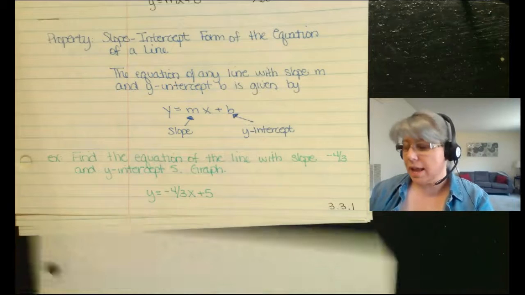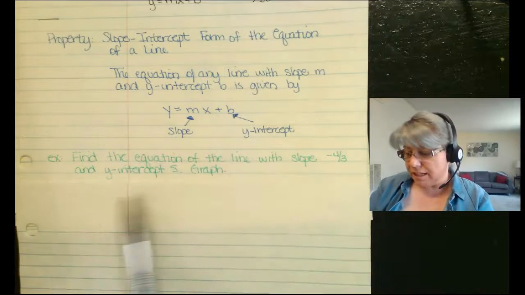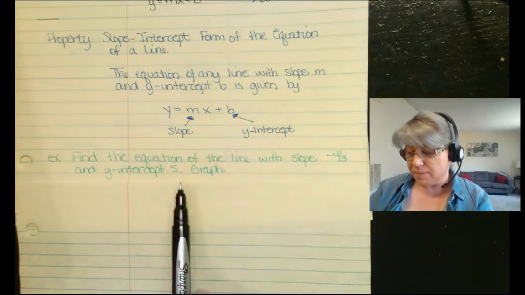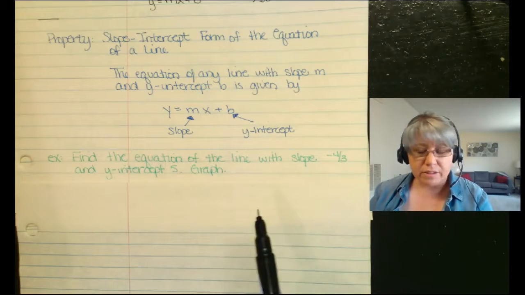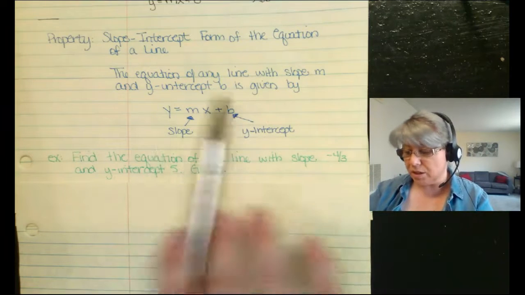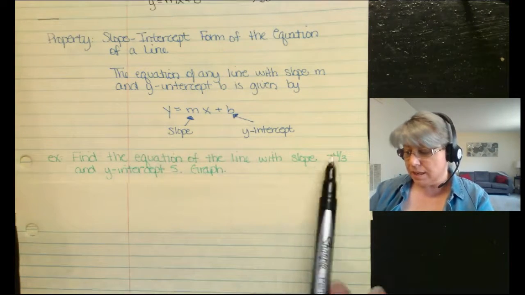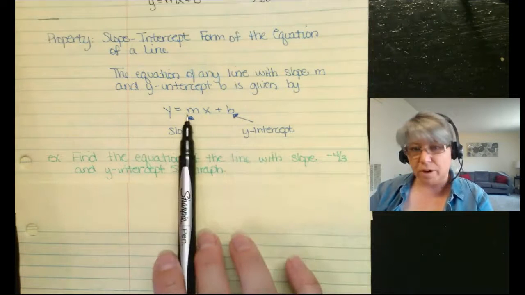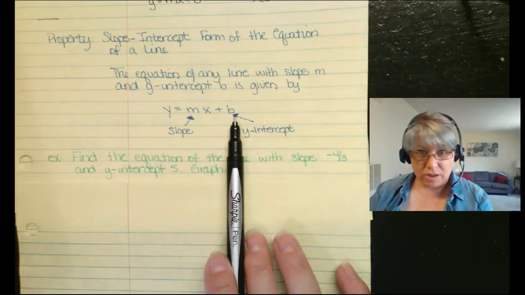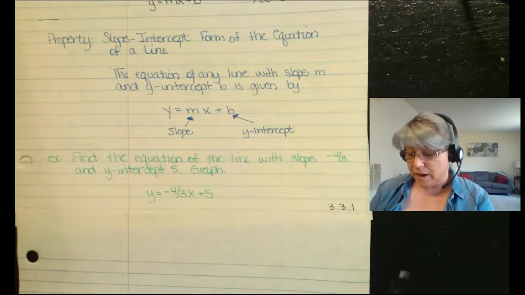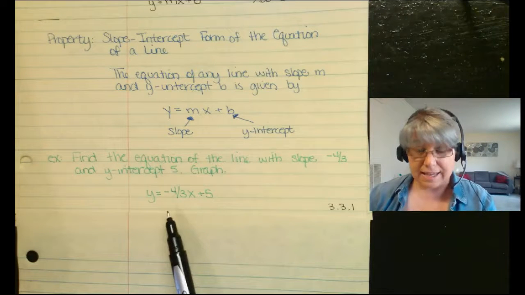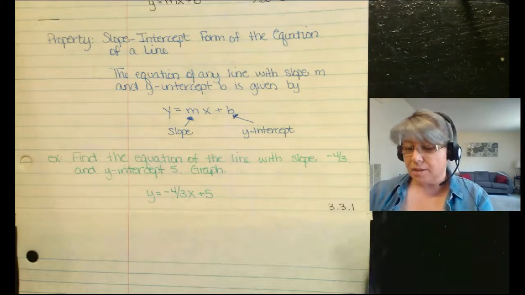So let's try an example. Find the equation of the line with a slope of -4/3 and the y-intercept of 5, and then we'll graph it. Well, the equation is pretty straightforward using this slope-intercept form. Slope m is -4/3, so you're going to put that wherever the m is. The intercept is 5, so you're going to put that where the b is. Therefore, our equation is y equals -4/3 x plus 5.